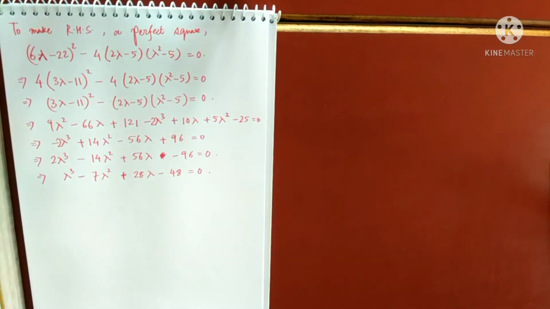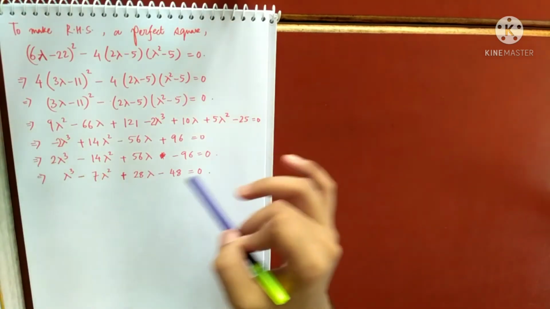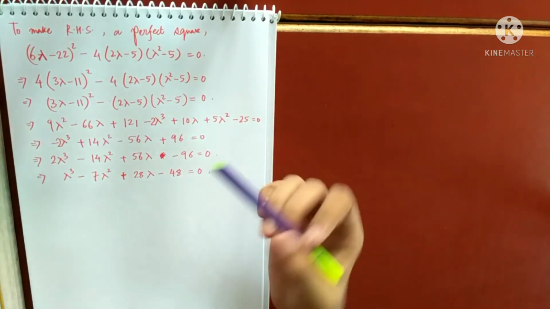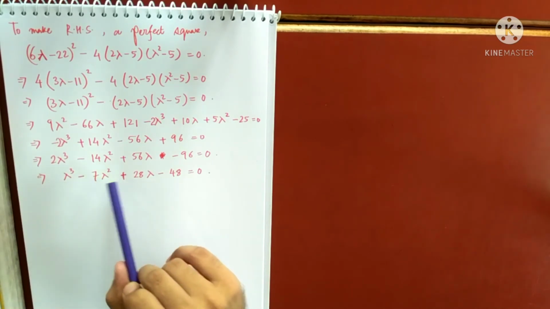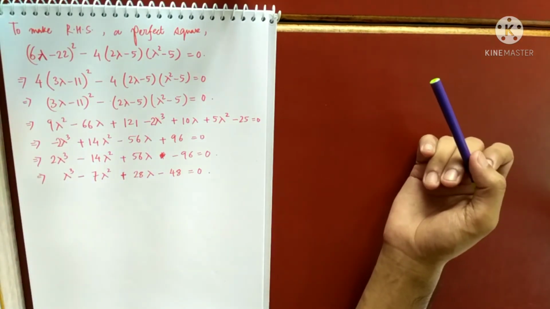So this is a cubic equation. This is a cubic equation that will possess at least one real root, right? So we are interested in only one real root and other roots are not useful for us. So what we'll do, we'll use the hit and trial method. That means we'll put different values of lambda and check whether it is 0. If you put here 1, it will never be 0 because this is 1 minus 7 plus 28 minus 48, which will never be 0.